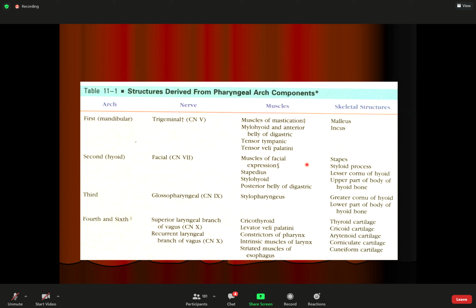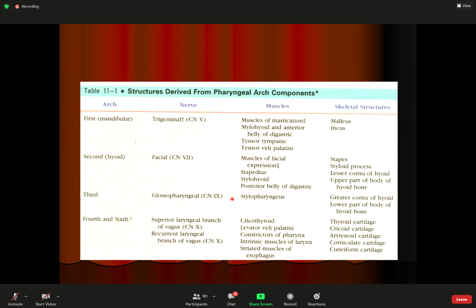the motor component. And the skeletal component for the second arch is the stapes, styloid process, and the most important, the upper part of the body of the hyoid bone. You should know what the hyoid bone is. See it in the picture in the anatomy lab. The upper part comes from the second arch. The lower part comes from the third, which is particularly important for the glossopharyngeal nerve. And only one muscle is present in the third arch, and that's our target.